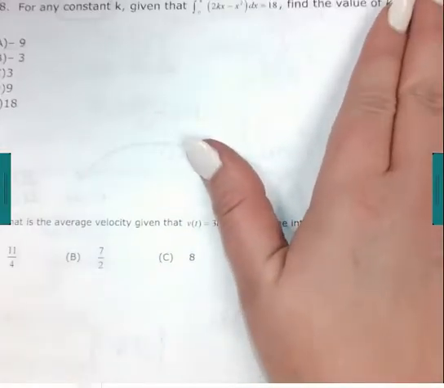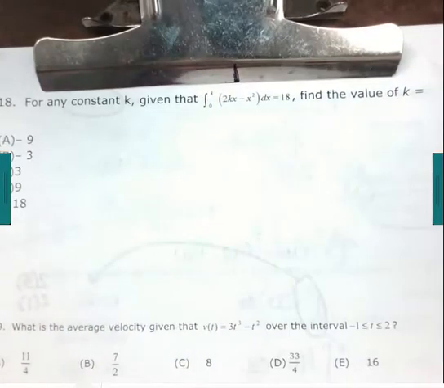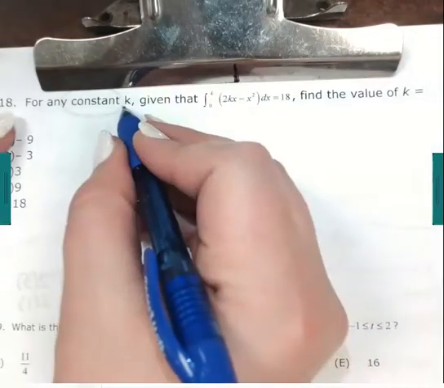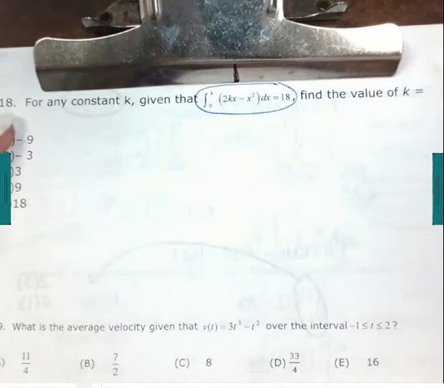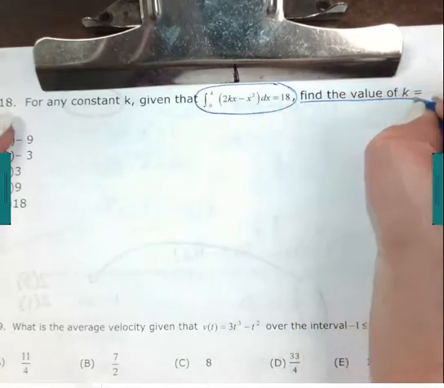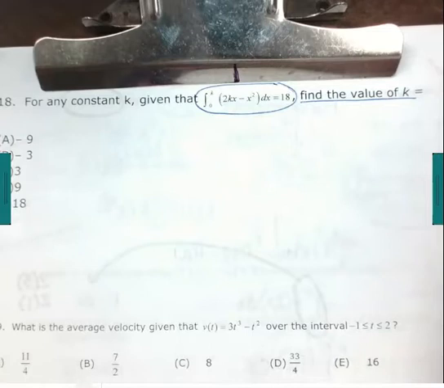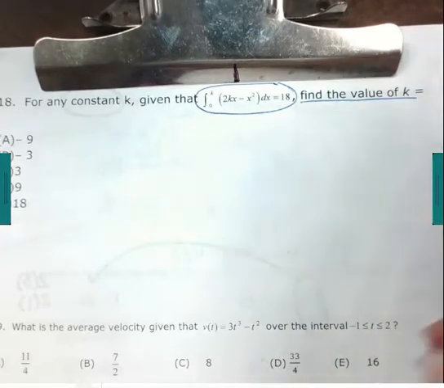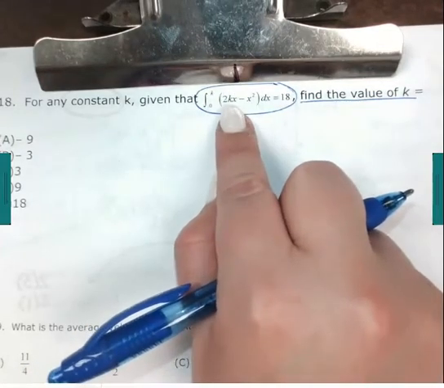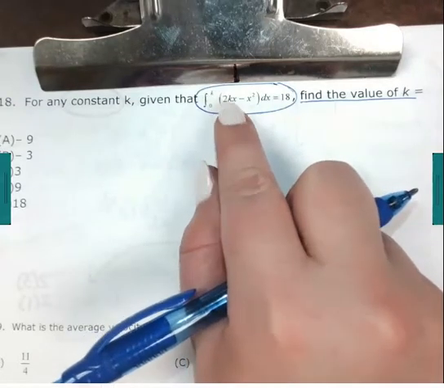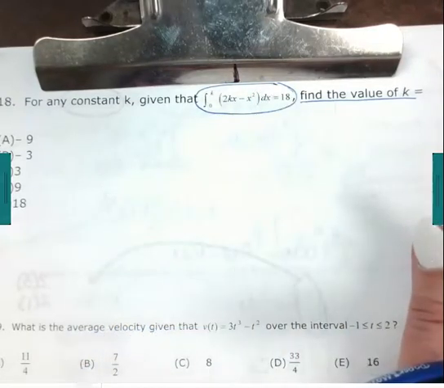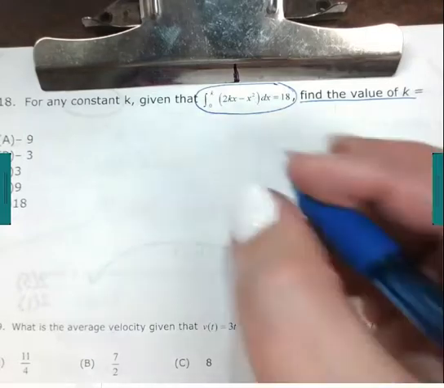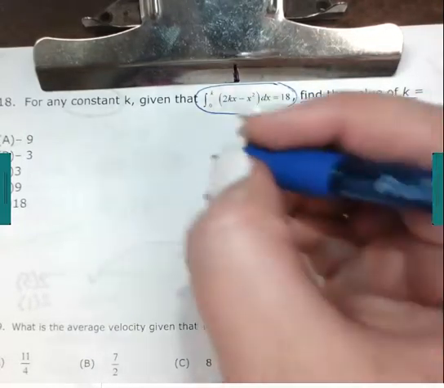Okay, I'll give you a couple minutes, but before I do that, let's just get on the same game plan of what we need to do. So, it says, for any constant k, we're given that the integral is equal to 18, then it says to find the value of k. All right, so think about, what would I normally do if I knew that the integral from 0 to k was what I was looking for? What would I do first? Take the antiderivative, and if I have endpoints, what would I put it in?